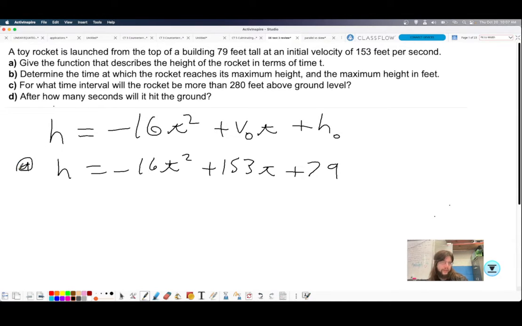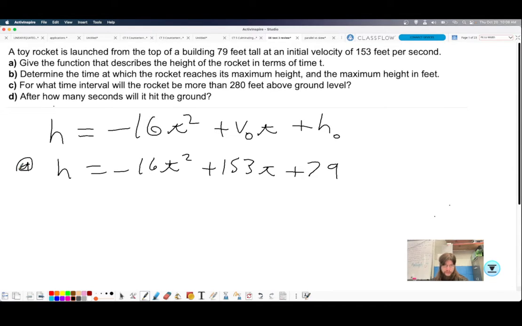There you go. Done. Part B, determine the time at which the rocket reaches the maximum height. Maximum height. How do we figure out maximum height? Mode 5.3, and what do we look at? You look at the vertex, people. Not your intercepts, but your vertex. So put this in mode 5.3. Let's go.